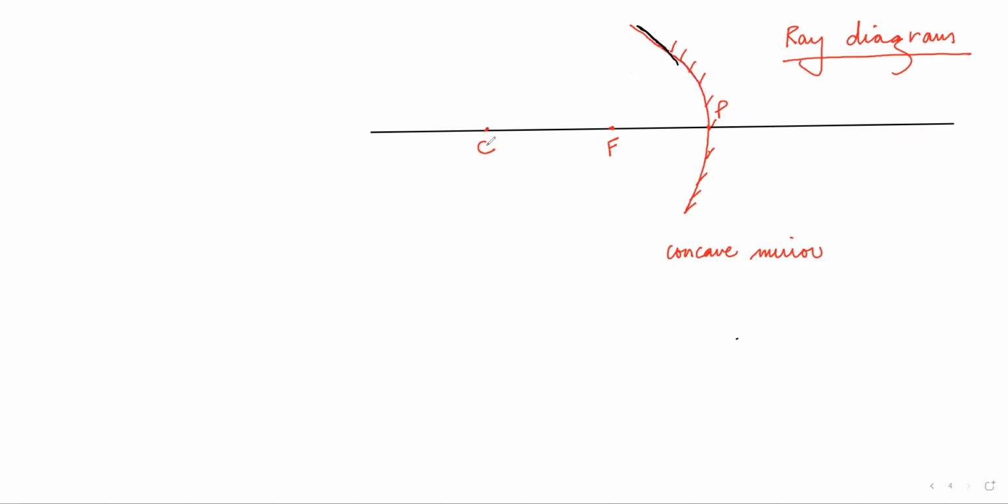Now, students, one more thing we want to study. Let us say the ray is parallel to the principal axis. Are you getting my point? This is the incident ray, which is parallel to the principal axis. This is your principal axis. When the ray is parallel to the principal axis, how will it follow the laws of reflection?